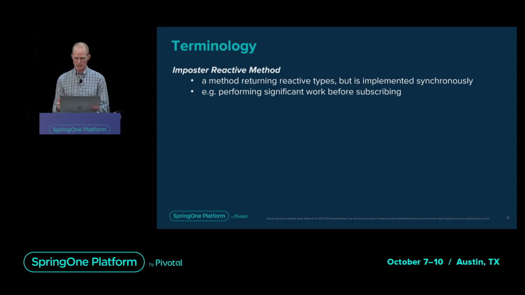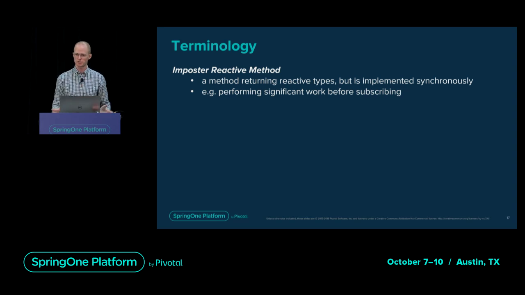And one of the dead giveaways for an imposter reactive method is at the very top of the method, you have a whole bunch of logic, so doing a whole lot of work up front. And at the very bottom of the method, you have a return value that returns Mono.just and then some pre-computed value. And sometimes you even have a try-catch around that, and in the catch block, you have Mono.error, and then the exception that was thrown.